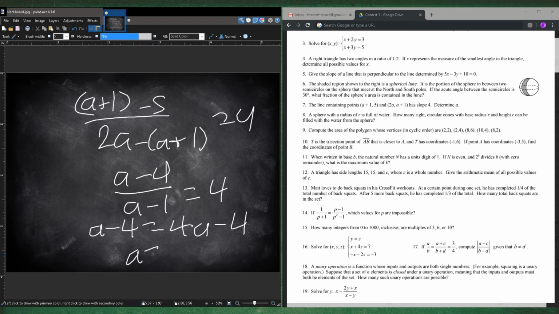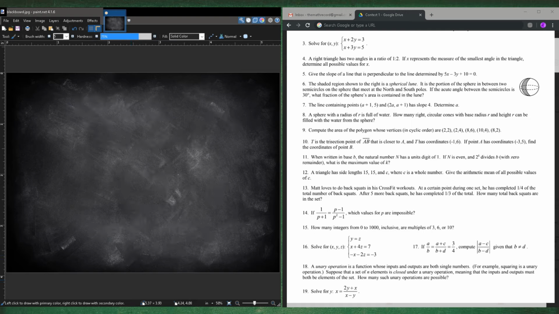So a just has to be equal to 0. That's basically what the answer is. Because if you add 4 to both sides, just a is equal to 4a. And the only way for it to be the same is if a is equal to 0. So that's the answer. A is equal to 0.